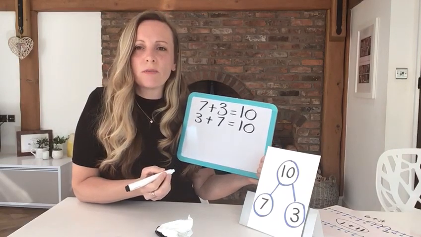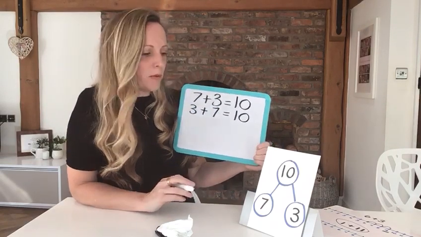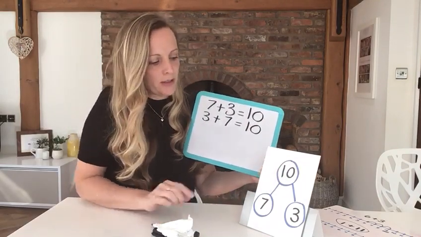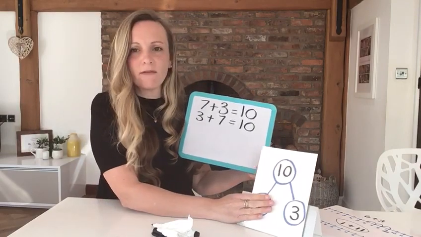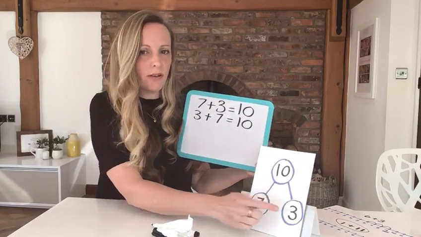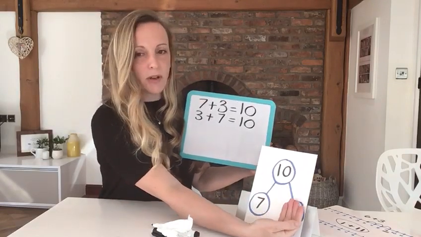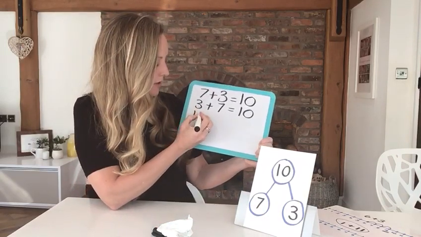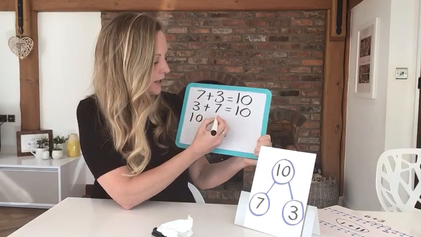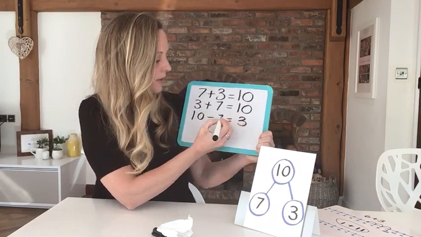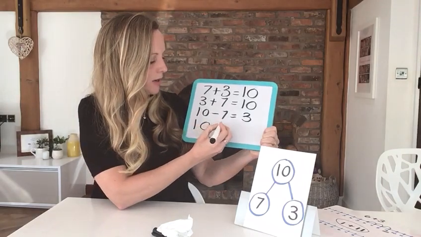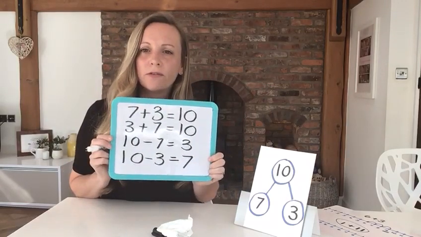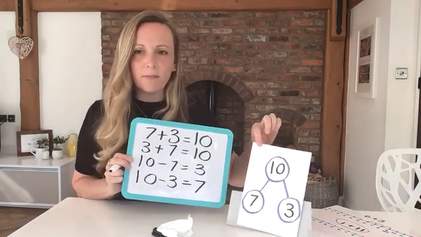Then I want to record some subtractions, some takeaways. Now remember, with a takeaway, we always have to start with the whole, the biggest number. So if I have 10 and I take away 7, you can see I'm going to be left with 3. If I have 10 and I take away the 3, I will be left with 7. So let's record those. So remember, start with that biggest number, 10. Take away 7 would equal 3. And 10 take away 3 equals 7. And I've got my 4 calculations to match this, a little family.